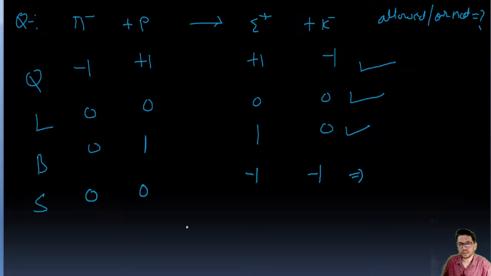So for being allowed, delta S should be 0 or plus minus 1. But here we can see the delta S value is plus minus 2, right? This is not possible, right? So the reaction is not allowed. This reaction is not allowed, okay?